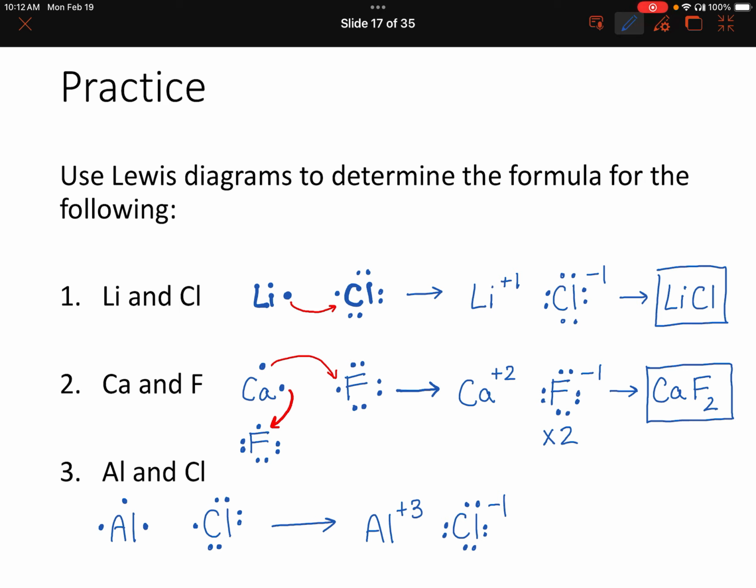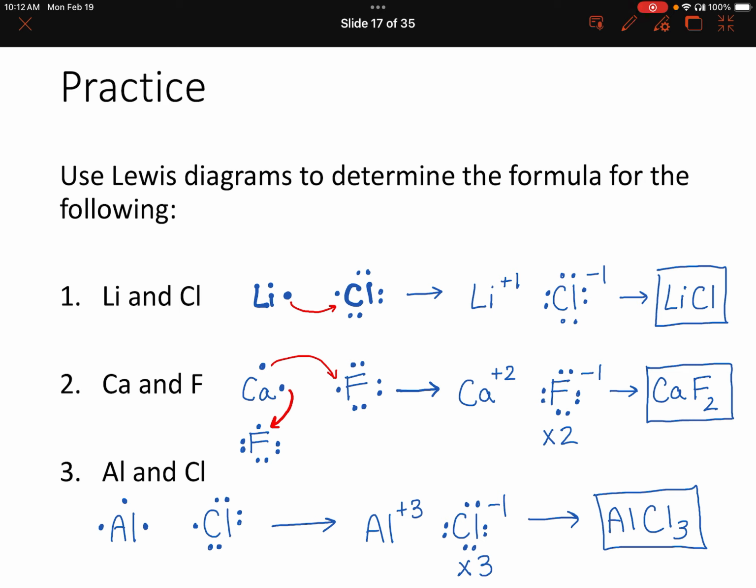So +3 and -1 do not match. So what do we need to do to make sure those charges match? We need 3 chloride ions, right? So we're just going to multiply the chloride ion by 3, and that will give us AlCl3. So that's another way to look at it, right? Without having to draw each Lewis diagram.